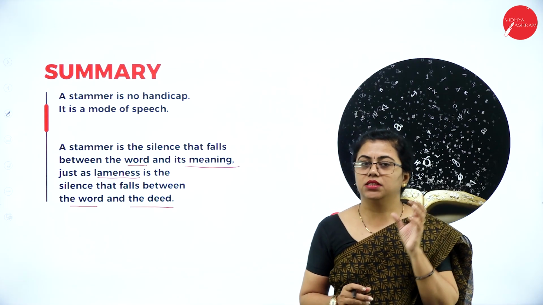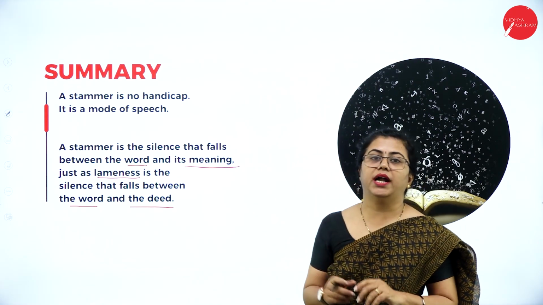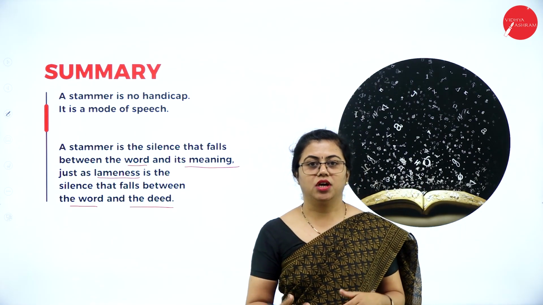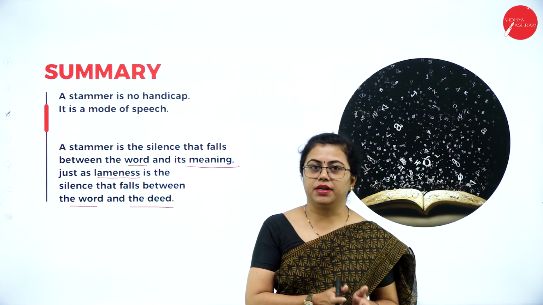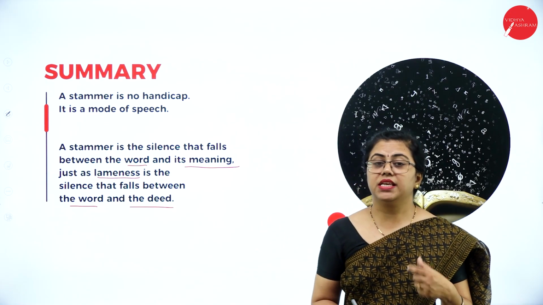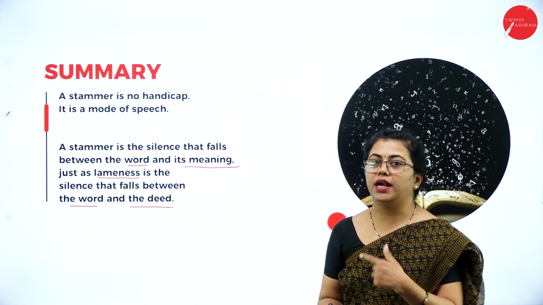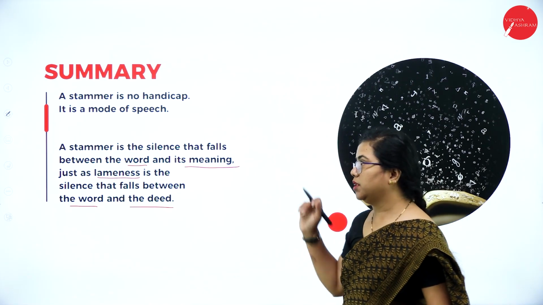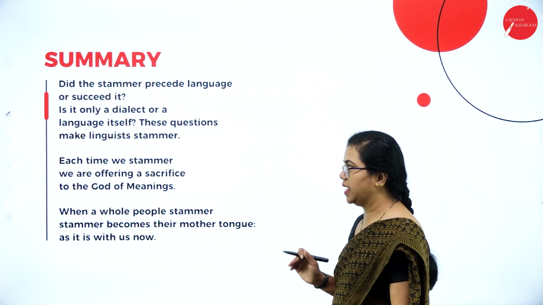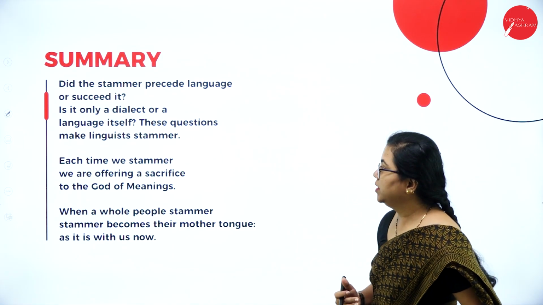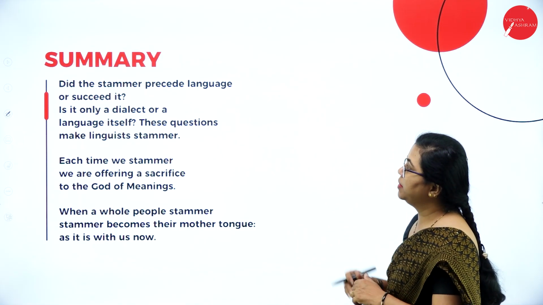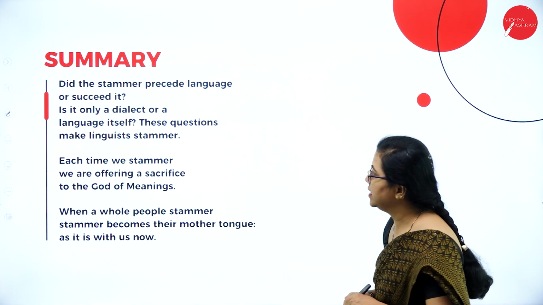So he compares the action of life to that of the speech. Okay, that silence to stammer. He compares like this. That means he is trying to compare the stammer with that of life. So this is what the poet says in the first two stanzas. Next, we'll continue with the next three stanzas. Did the stammer precede language or succeed it?